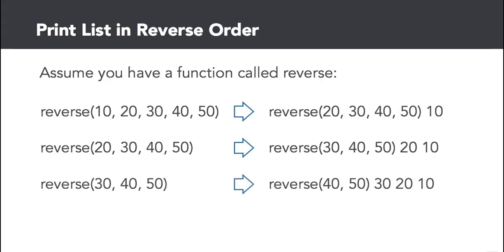This continues, and you can see in this step I pulled out the 30, so now I have 30, 20, and 10, until finally, when we're all done, we print out 50, 40, 30, 20, which is the remainder of the list, and then we print out the first value that we got in the very beginning, which is 10, and our list is printed in reverse. We'll take a look at the code for that in a minute.